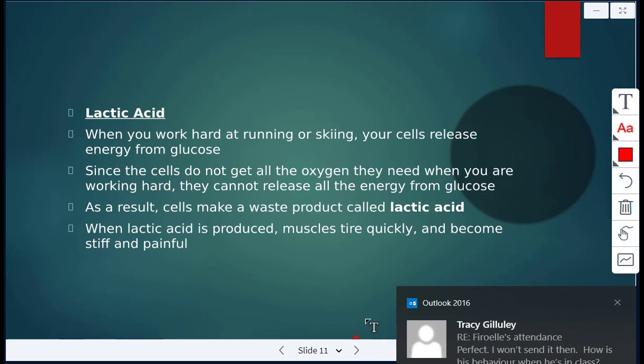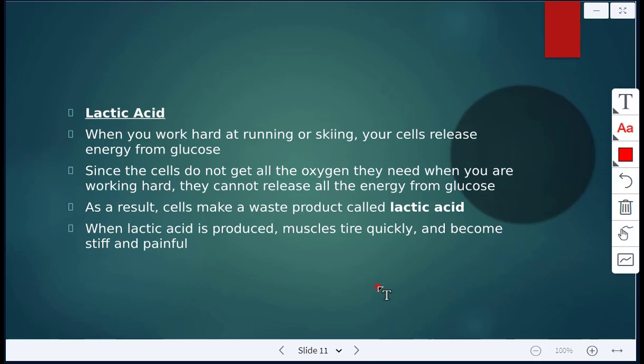A point to note here is lactic acid. When you work hard at running or skiing or working out at the gym, your cells release energy from glucose. But cells aren't getting all the oxygen they need when you're working hard, and they cannot release all that energy from glucose. So as a result, cells start to make this waste product called lactic acid. And when that lactic acid is produced, the muscles tire quickly, they become stiff and painful, which you may have noticed if you're working out really hard.